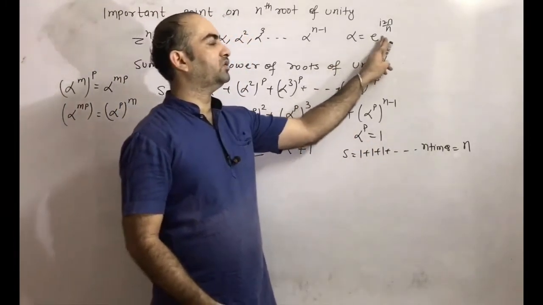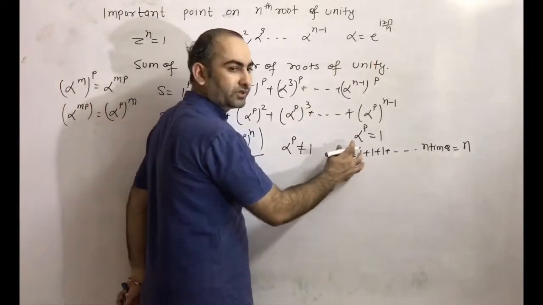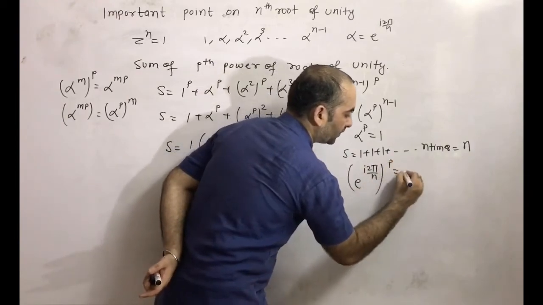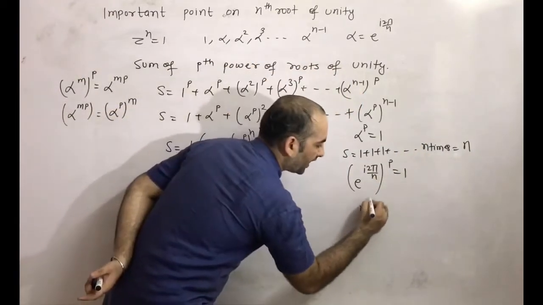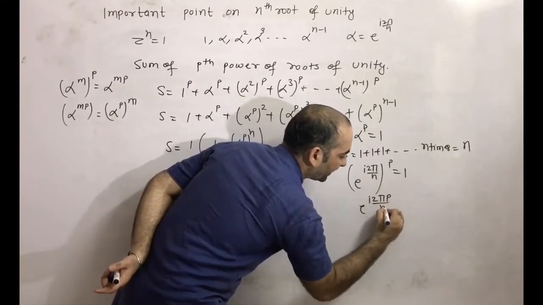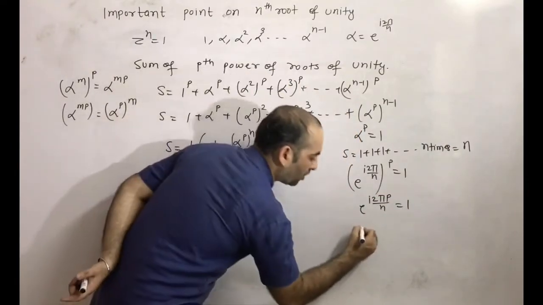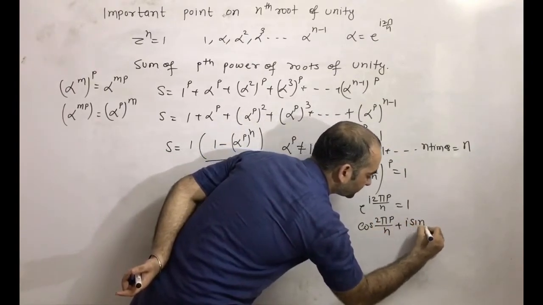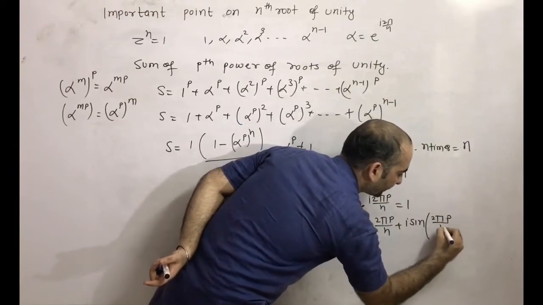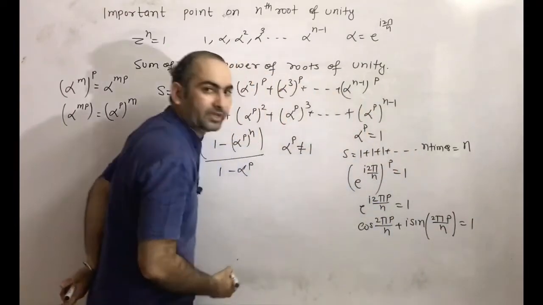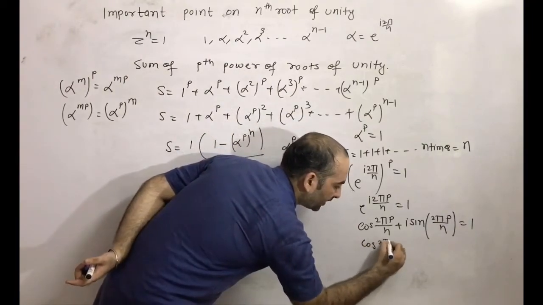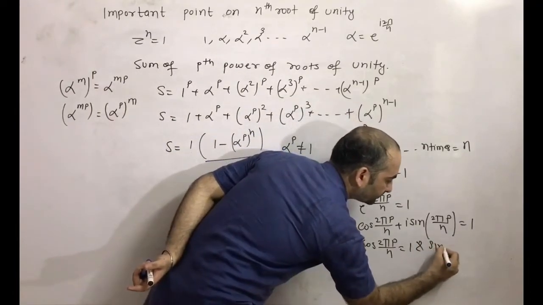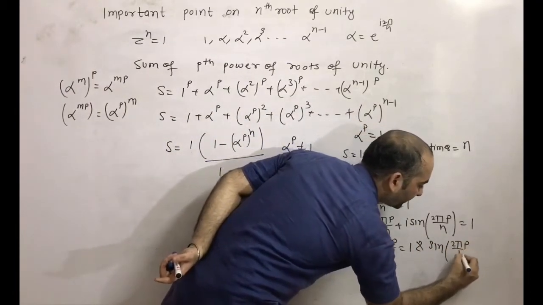Alpha is e to the power iota 2 pi by n, so the alpha value we will put here. So e to the power iota 2 pi by n, to the whole power p, equals 1. So this will come out as e to the power iota 2 pi p divided by n equals 1. So this will come out cos of 2 pi p divided by n plus iota sine 2 pi p divided by n equals 1. So from here we can say cos of 2 pi p divided by n equals 1 and sine of 2 pi p divided by n equals 0.